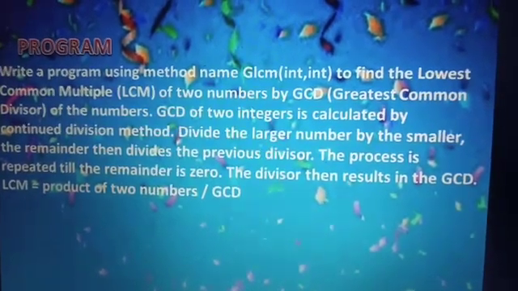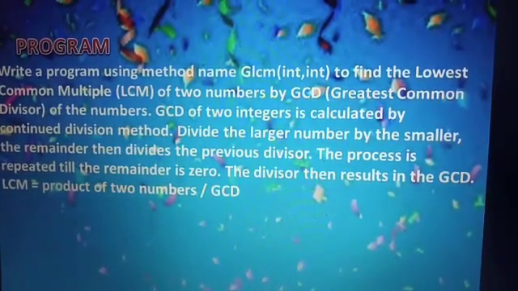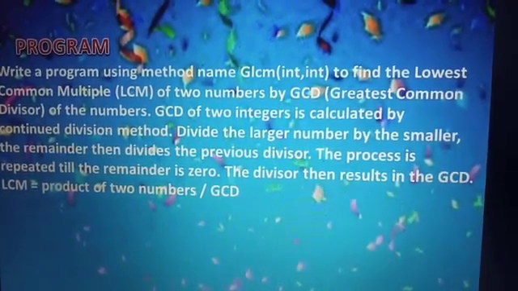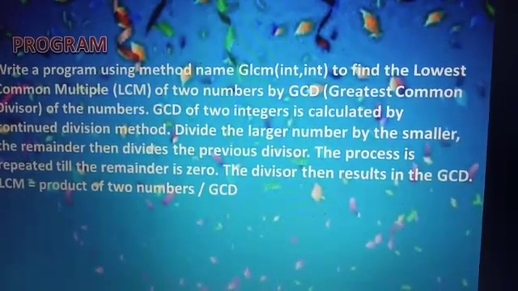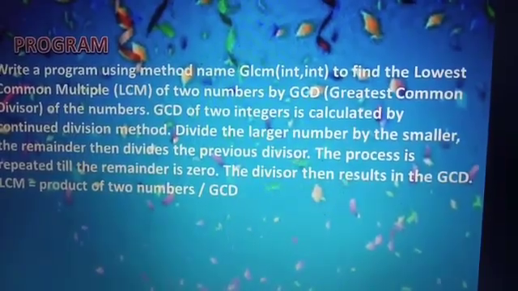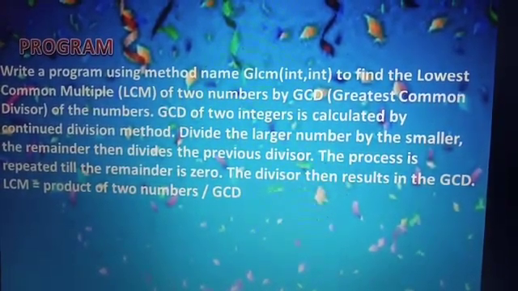So in this way you can do the program of area of a circle, area of a square. Now we come to the second program. What was the second program? Write a program using method name GCDLCM, with two integer data types, to find the lowest common multiple, that is LCM, of two numbers by GCD.